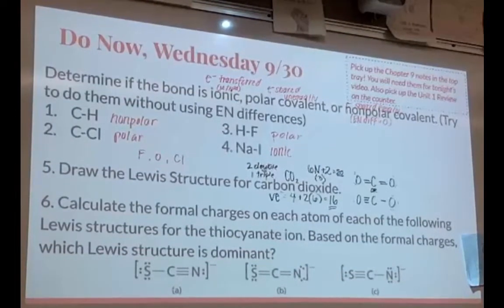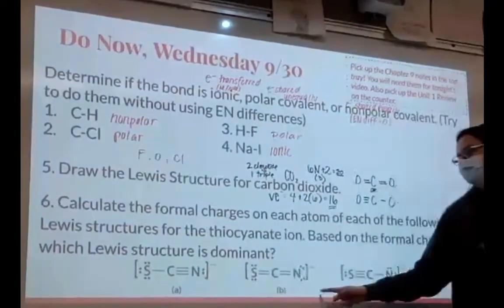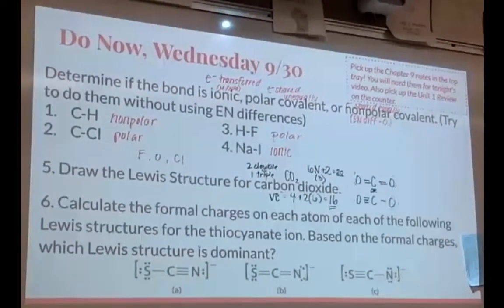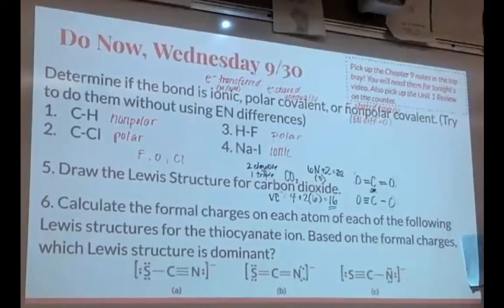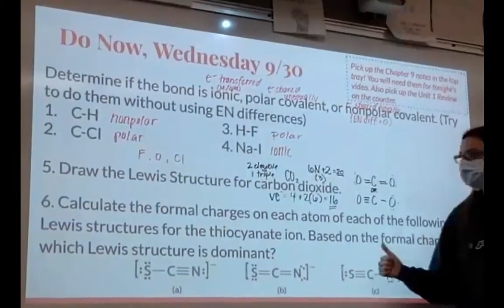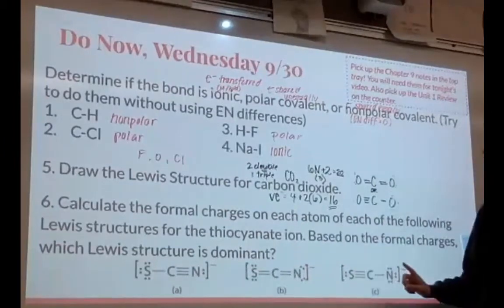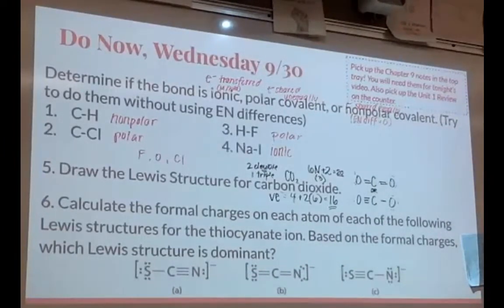For number 6, calculate the formal charges on each atom of each of the following Lewis structures for thiocyanate. And then based on formal charges, which Lewis structure is dominant. So down here we have 3 different structures. We have A, B, and C. All 3 of the structures are SCN-, but the bonding is different in each one. Formal charge is a way for us to determine which structure is the best.